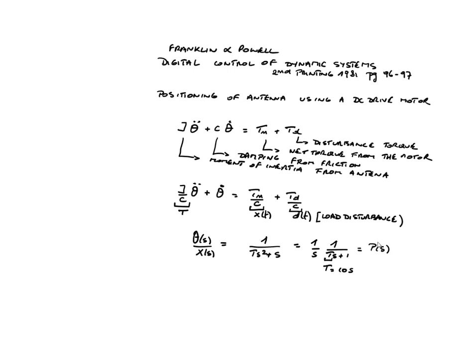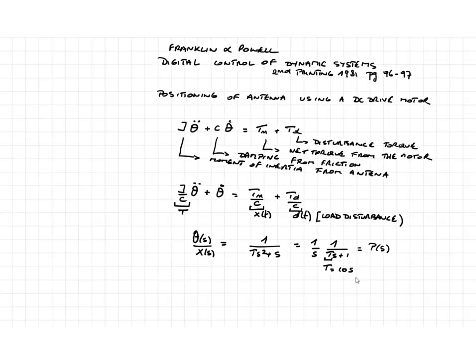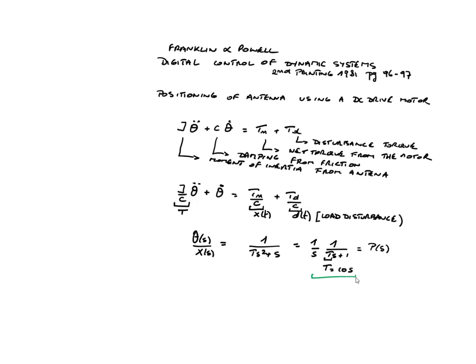In the rest of the course, we'll be using a process that is this one over here, and I want to show you where it's coming from. It's drawn from the book by Franklin and Powell, Digital Control of Dynamic Systems, from 1981. The reference that you will see at the beginning of the course is a more recent reference. The process describes the positioning of an antenna in rotation using a DC drive motor.